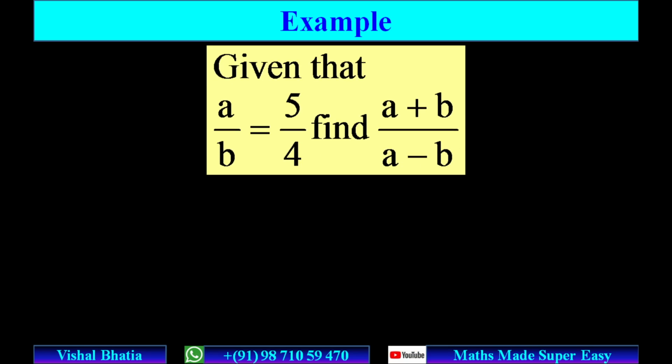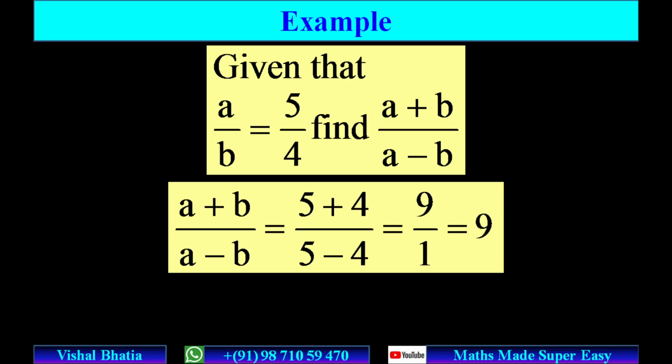Let's look at a particular example. Now, if in a competitive examination you were given that A by B is equal to 5 by 4 and you were asked to find (A plus B) divided by (A minus B), all you have to do is, using the componendo and dividendo equations clubbed together, (A plus B) divided by (A minus B) is equal to (5 plus 4) divided by (5 minus 4), equal to 9 divided by 1, or equal to 9.